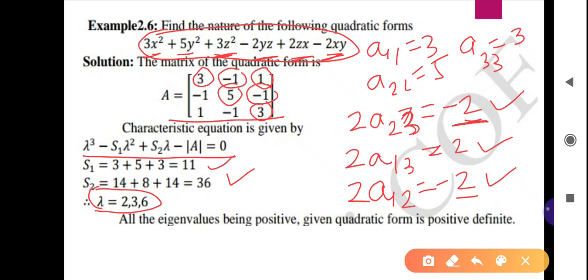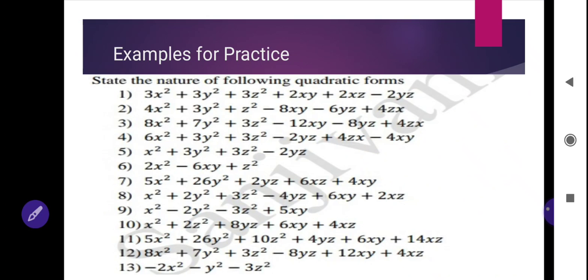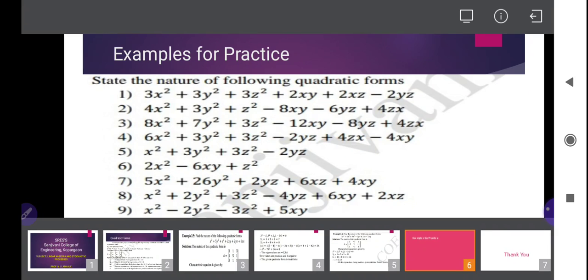So, we will get the eigenvalues as 2, 3, 6, and if you see, 2 is positive, 3 is positive and 6 is also positive. So, all eigenvalues are positive. So, the given quadratic form is positive definite. So, these are the examples on this quadratic form. Some more examples are given for practice. These are 13 examples for practice.